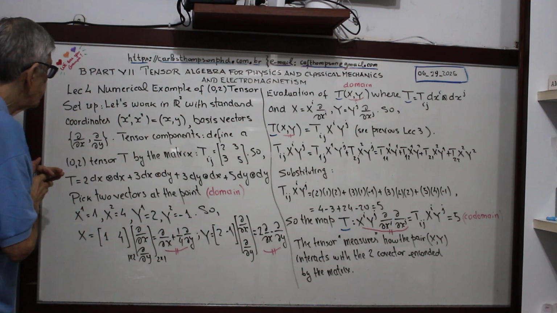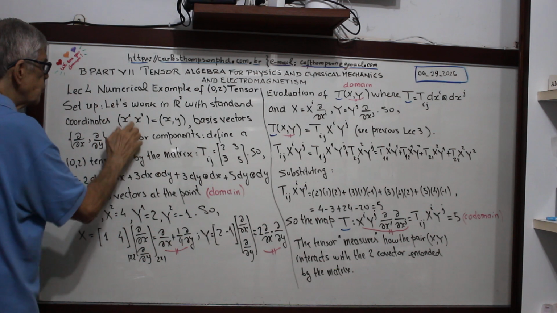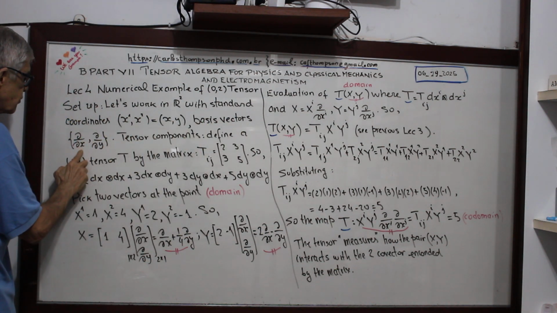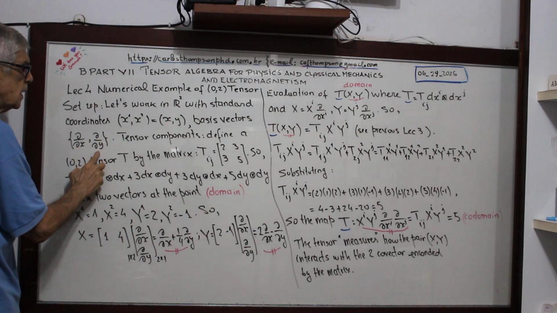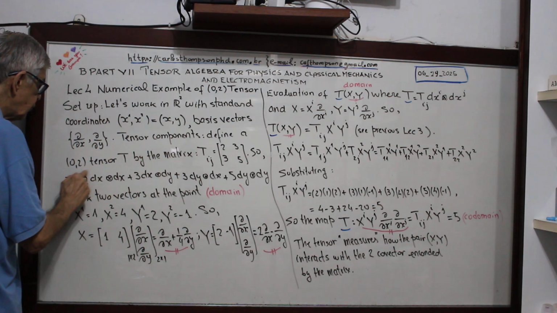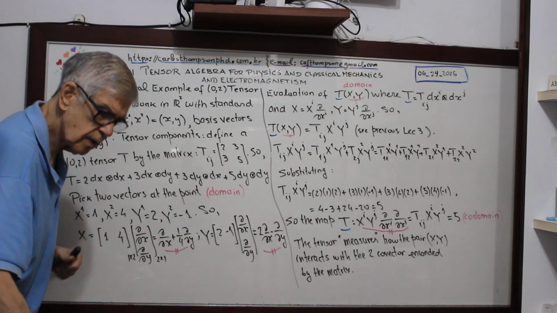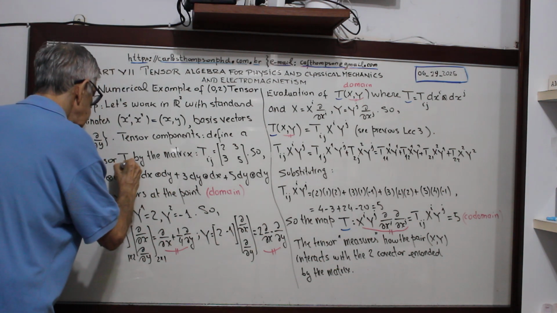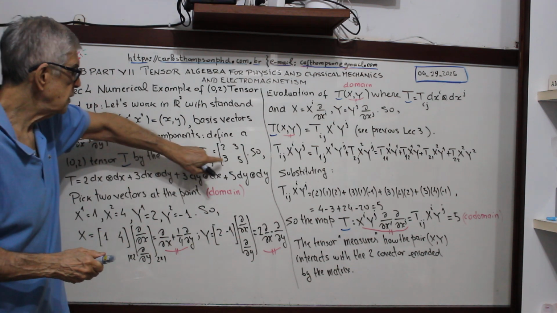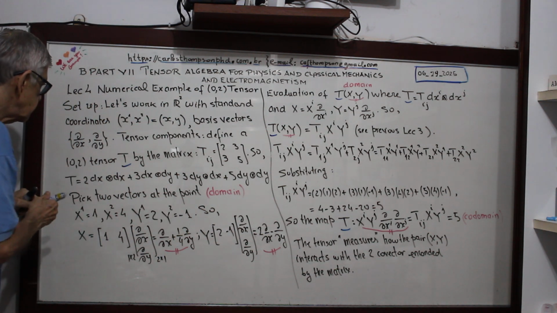Now, let's set up. Let's work in R2 with the standard coordinates x1, x2, x, y, and the basis vectors partial x, partial y. Tensor components. Define a (0,2) tensor T. You see, T is the blue one, I'll mark here, given by the matrix Tij. These are the elements of this matrix.